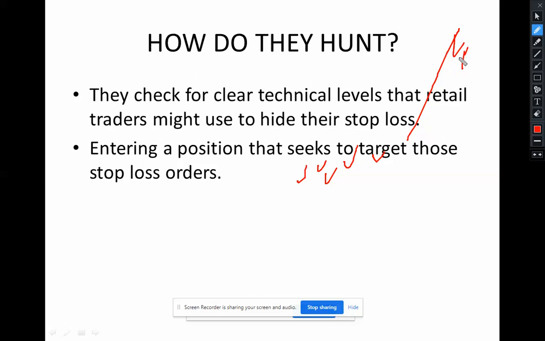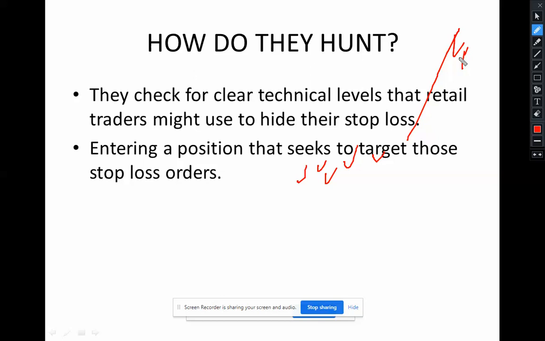Okay, so they check for clear technical levels that retail traders might use to hide their stop loss. That's what they do. They check for clear technical levels, support and resistance, the clear ones, because that is where we retail traders usually want to enter the trade. We always want to choose the clean support and resistance level to place our trade, but it doesn't work out that way.